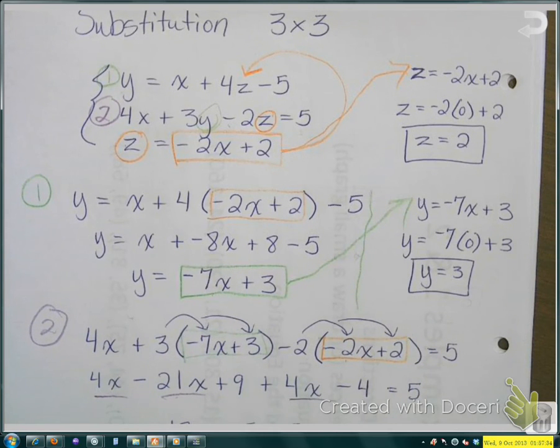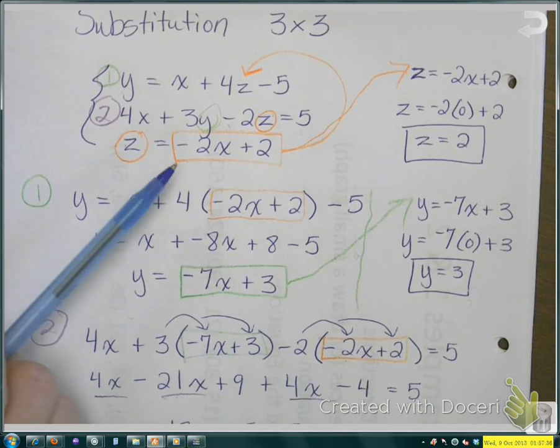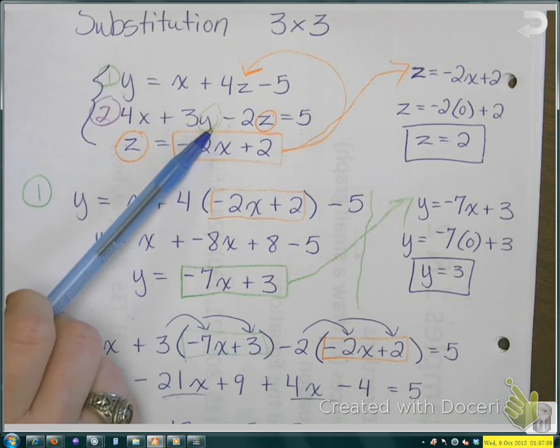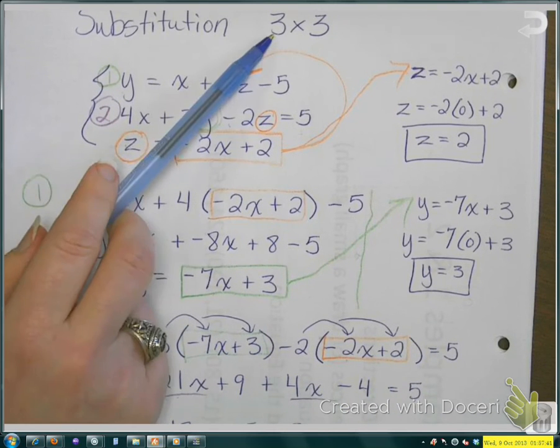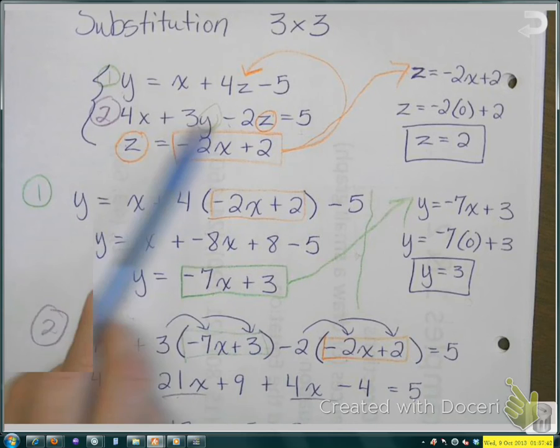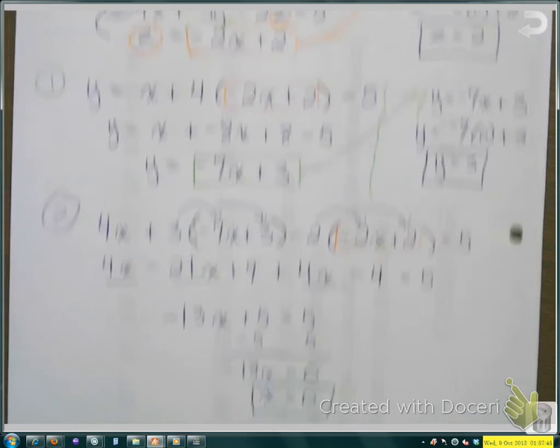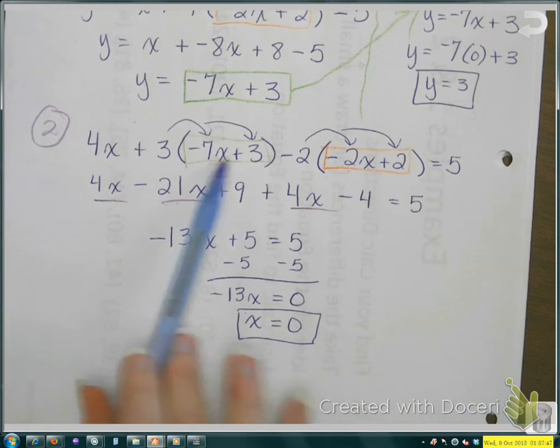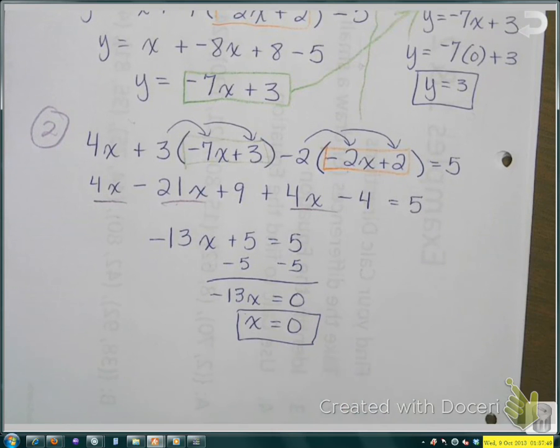So for substitution, your goal is to substitute in until you eliminate 2 of the 3 variables, because I'm now in a 3 by 3, so I want everything in all one variable. The same thing we did with 2 by 2s. The only difference is you have 2 substitutions now instead of 1. And this concludes our module on substitution for 3 by 3s and solving systems of equations.